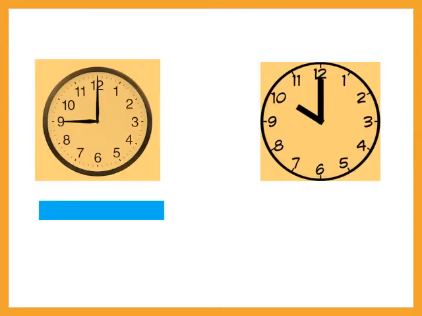In the clocks shown here, the hour hand in the first clock is at 9 and the minute hand is at 12. So the time is 9 o'clock. In the second clock, the hour hand is at 10 and the minute hand is at 12. So the time is 10 o'clock.